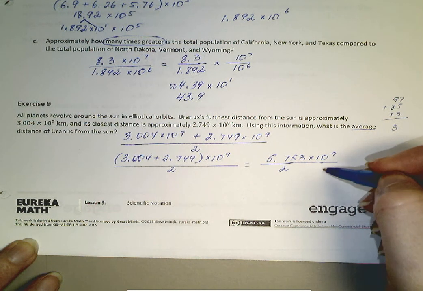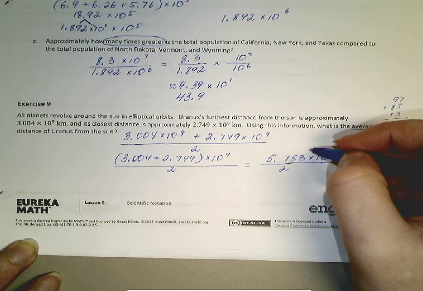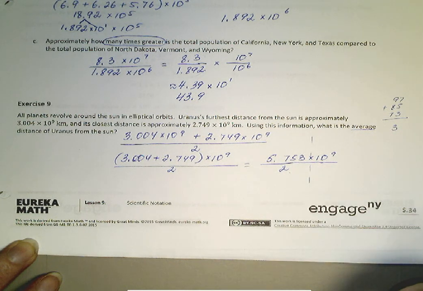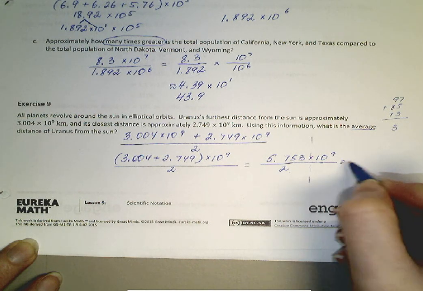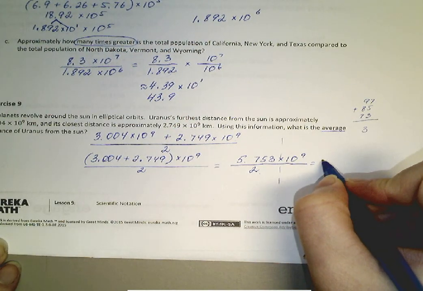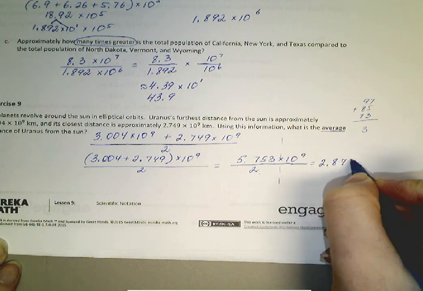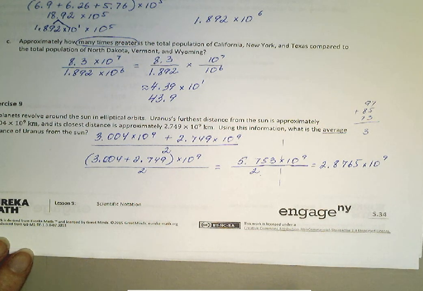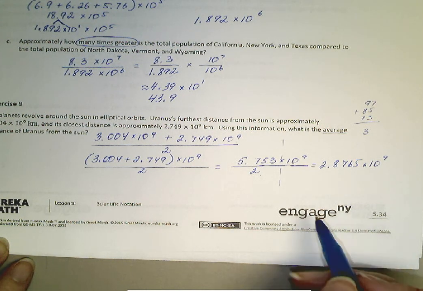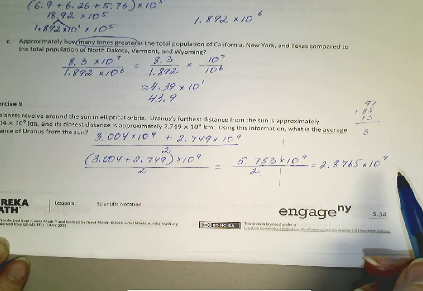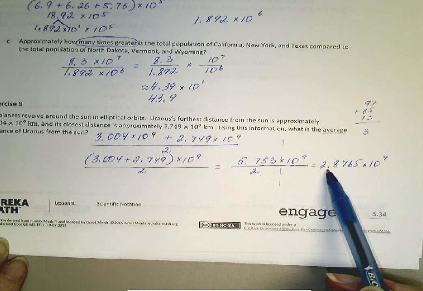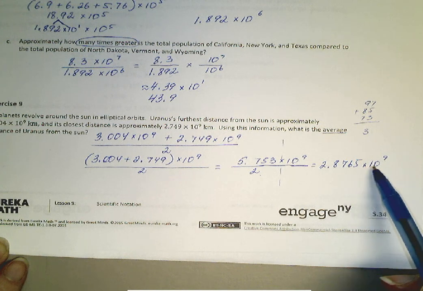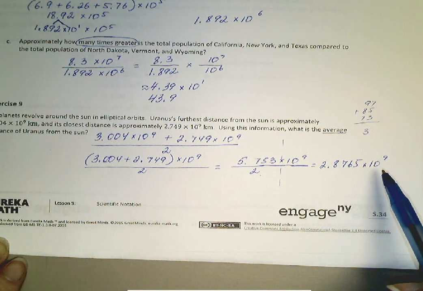Notice that 10 to the ninth does not have anything here on the bottom. So all I need to do is divide this number by this number, and that will be times 10 to the ninth. I will get 2 and 8765 times 10 to the ninth. So on average, this number means Uranus is 2 and 8,765 ten thousandths times 10 to the ninth kilometers from the Sun.